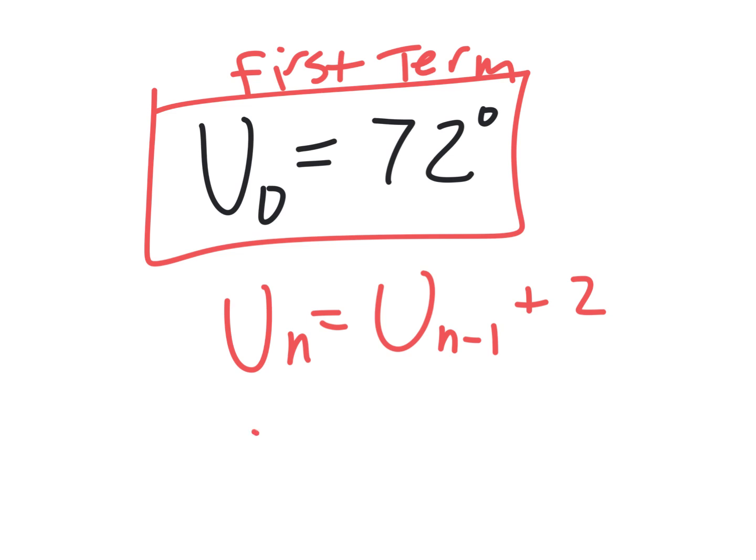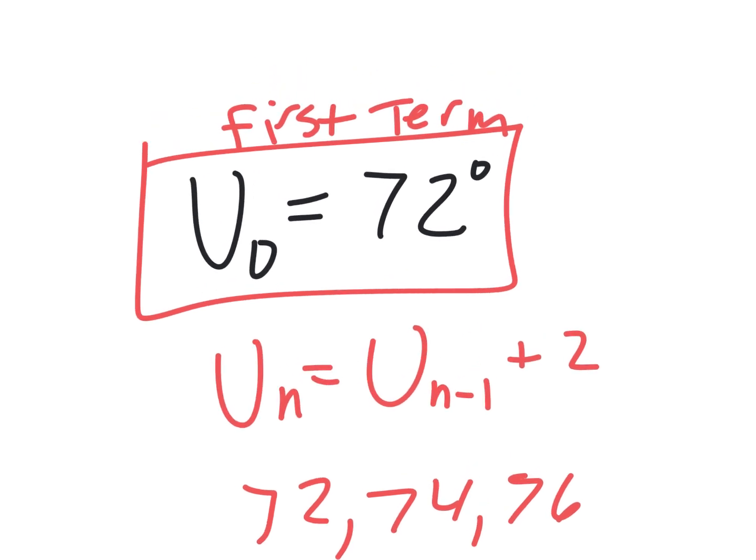So what is our first term? 72. What's the next term? 74. And the next term? 76. It's just going up by 2 degrees, period. All right. Now you're ready for one more thing that you're mostly just going to ignore, but it's important: to have a domain. Domain means what you can safely feed this function.